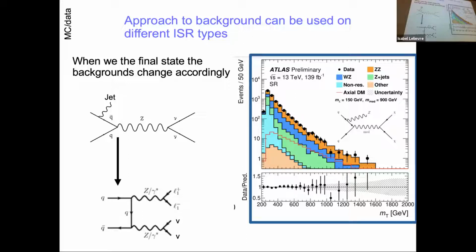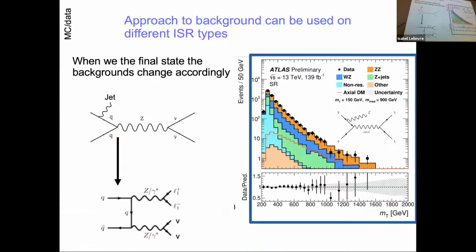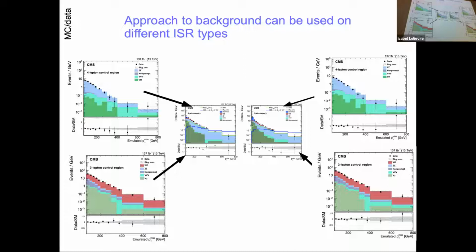But as you change the final states, some of these background final states are more important and some are not. For example, for this gamma Z, it turns out that the WZ and the ZZ are sufficient to constrain this process. You don't actually need a photon Z to do it. So you end up with a simultaneous fit of just 4 categories. These are the 4 categories, split by 2 leptons in your signal region, and then 4 leptons in 1 control region, 3 in the other, and so on.